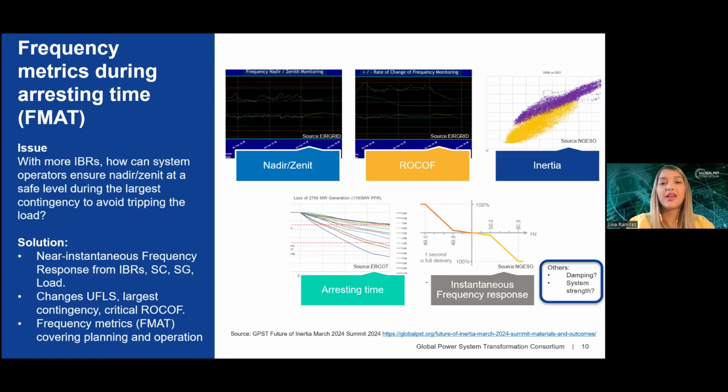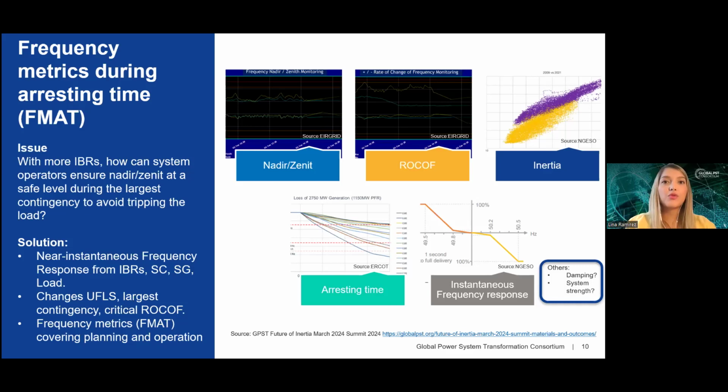So, considering nadir and zenith, during planning studies and also during real-time work-off, as we know, it's really important to maintain a secure work-off in the system to avoid tripping of load and generation. Also inertia: as we have synchronous generators, where is the inertia in the system? Arresting time is really important. So where is the time that we have that nadir? Because in that time we need to deliver that fast response in the system, to avoid having a nadir that goes below the under frequency relays.